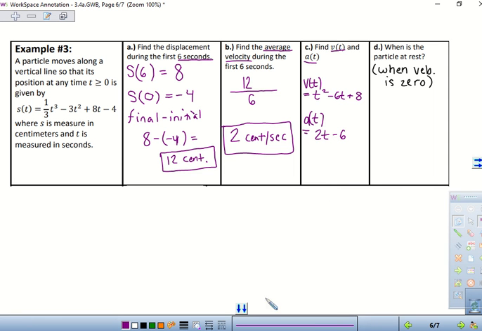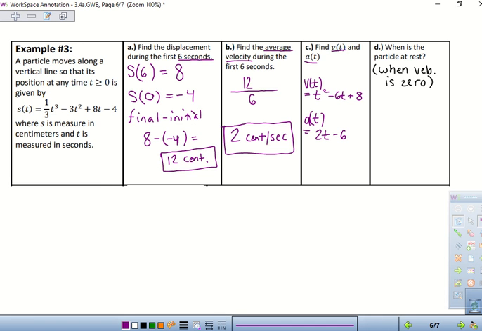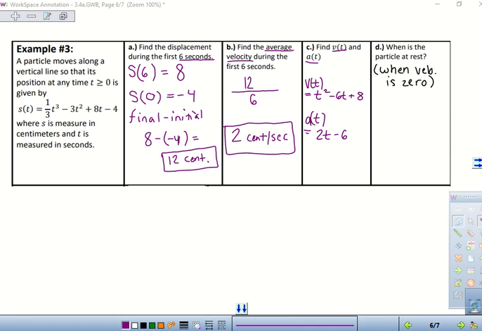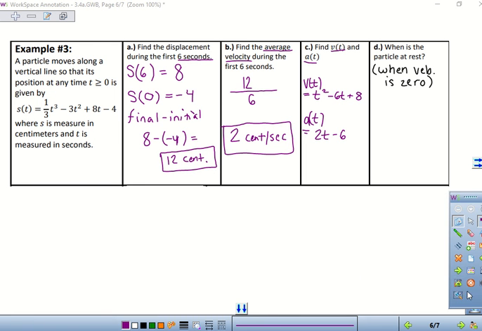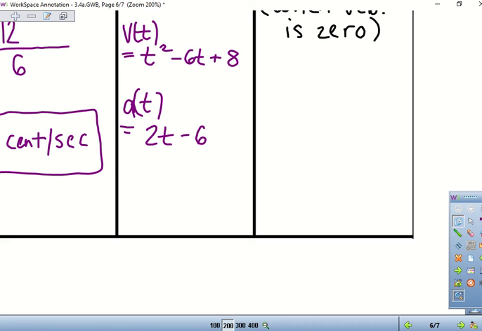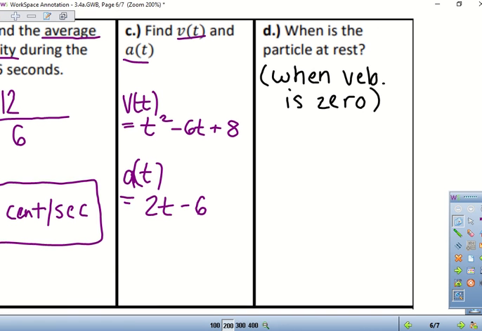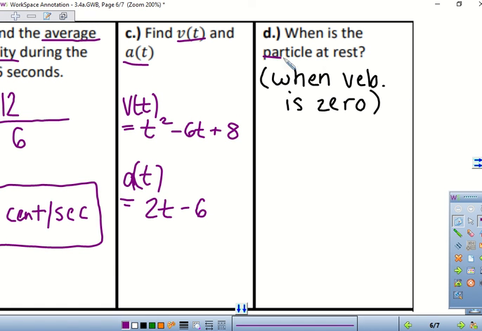So a particle's at rest when its velocity is 0. That's always how it works. That's basically the slope of the original function is flat. The tangent line is flat. So we need to set the velocity equal to 0. I'm going to zoom in here so you can see a little better. To find when the particle's at rest, I'm going to set the velocity function equal to 0, and then your goal is just to solve for time.